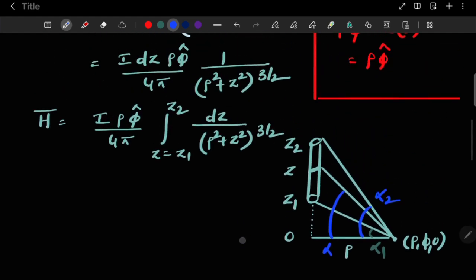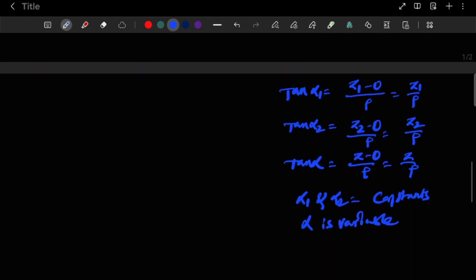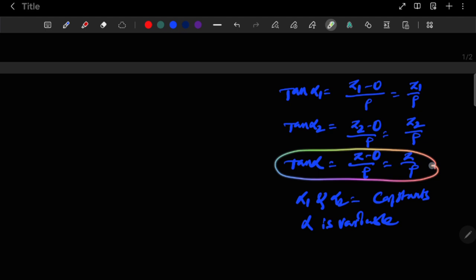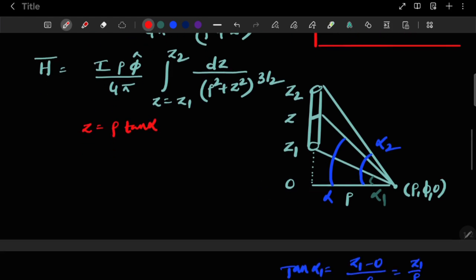Okay, so now coming to this equation. Here the integration is with respect to Z. Now we have to go to the variable alpha from the Z. For that, you can use this expression. Alpha and Z are available here. So Z is equal to rho tan alpha we can take. So I am taking now Z is equal to rho tan alpha, changing the variable from Z to alpha. So dz is equal to rho secant square alpha d alpha.